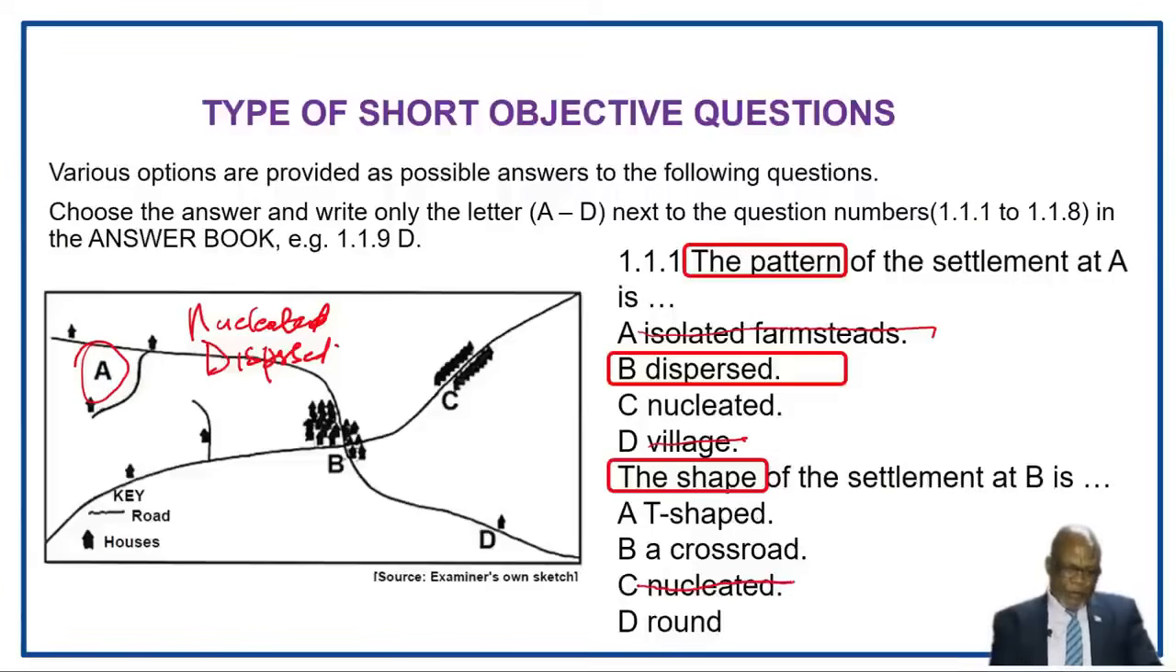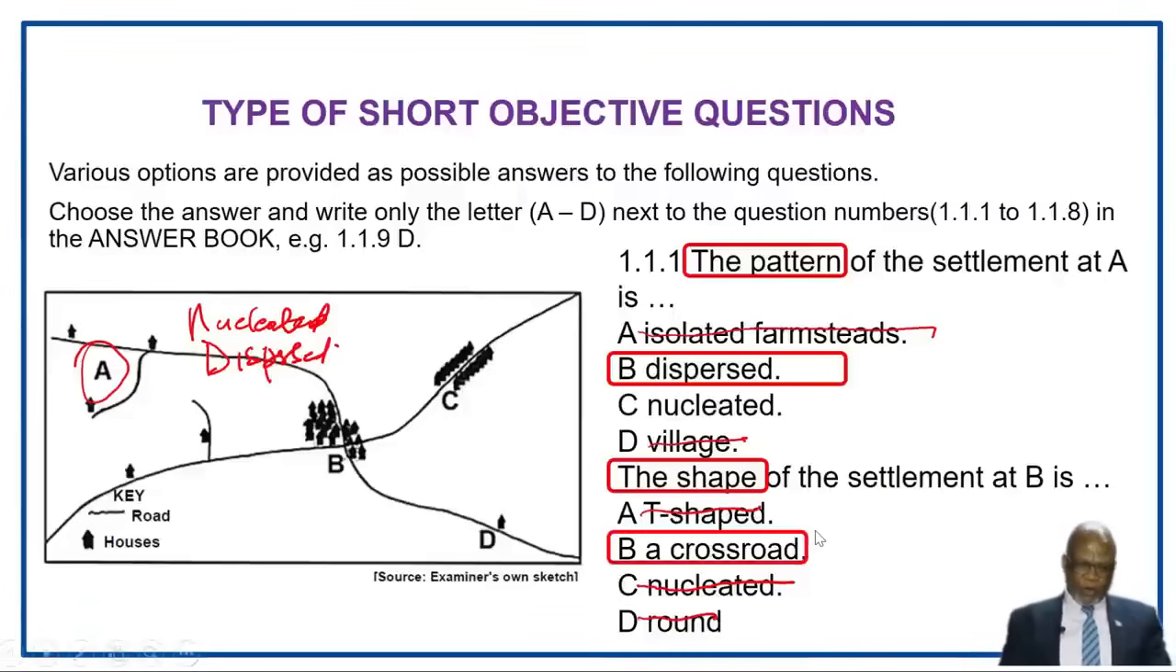And then you have three shapes there. But this does not show any round. Round is not correct. And T cannot be T. It must be only two roads that are converging there. But now this one, the correct one will be your crossroad, because you can see the roads are crossing each other. So that will be the correct one there.